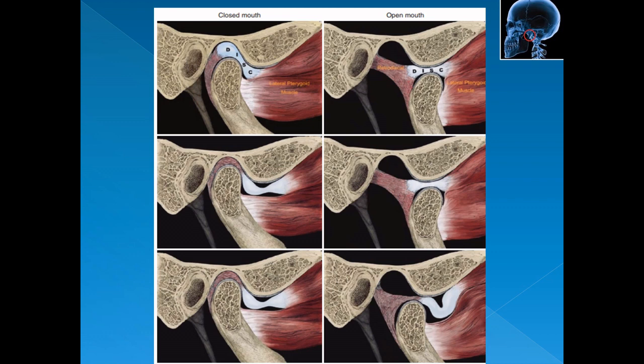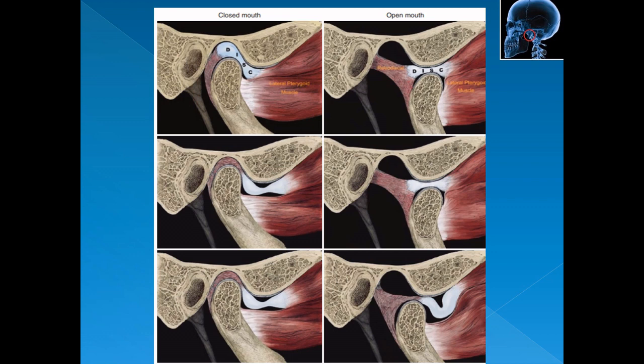Now this situation may worsen and there may be intermittent locking of the disc, and then this intermittent locking progresses over time to anterior disc displacement without reduction, which is also called the closed lock. So that is illustrated in the third figure.